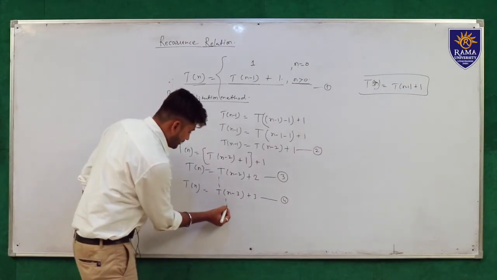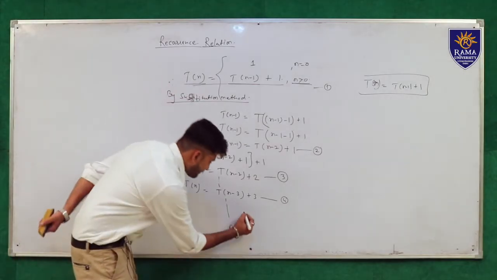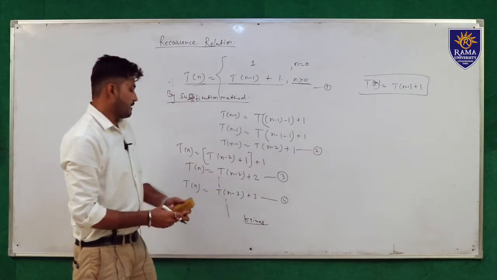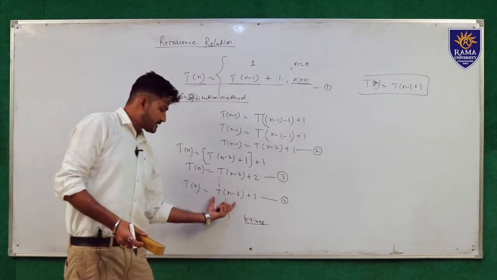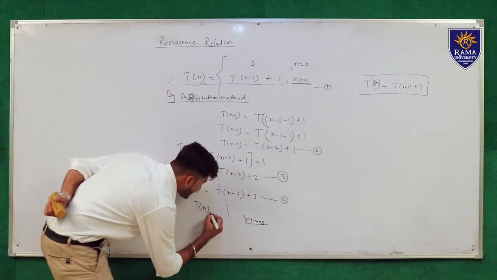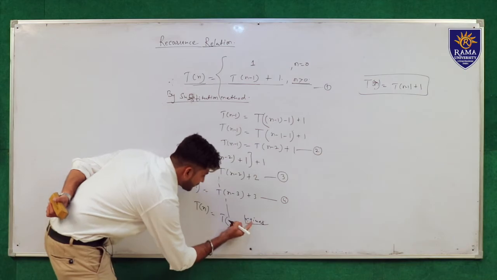Expand this equation. How many times? K times. Suppose in the example there are k iterations. After k times the recurrence relation will stop. So what will happen? Tn equals T of k times.